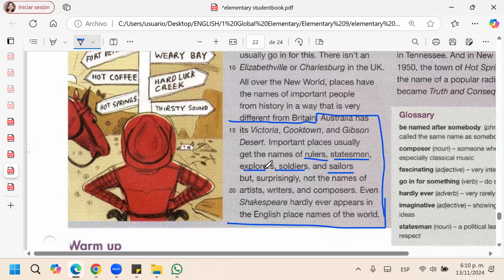There is an explorer that is really famous, Alexander Humboldt, and there are many natural places that have the name of Alexander Humboldt, and national parks also. So it doesn't happen the same for artists, writers, singers, no.